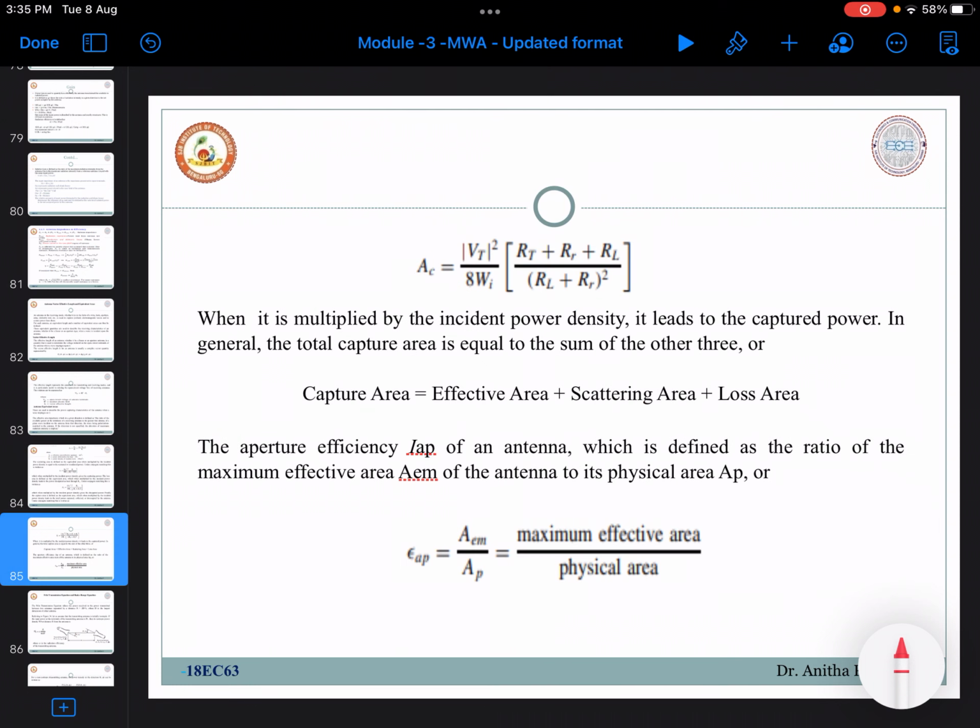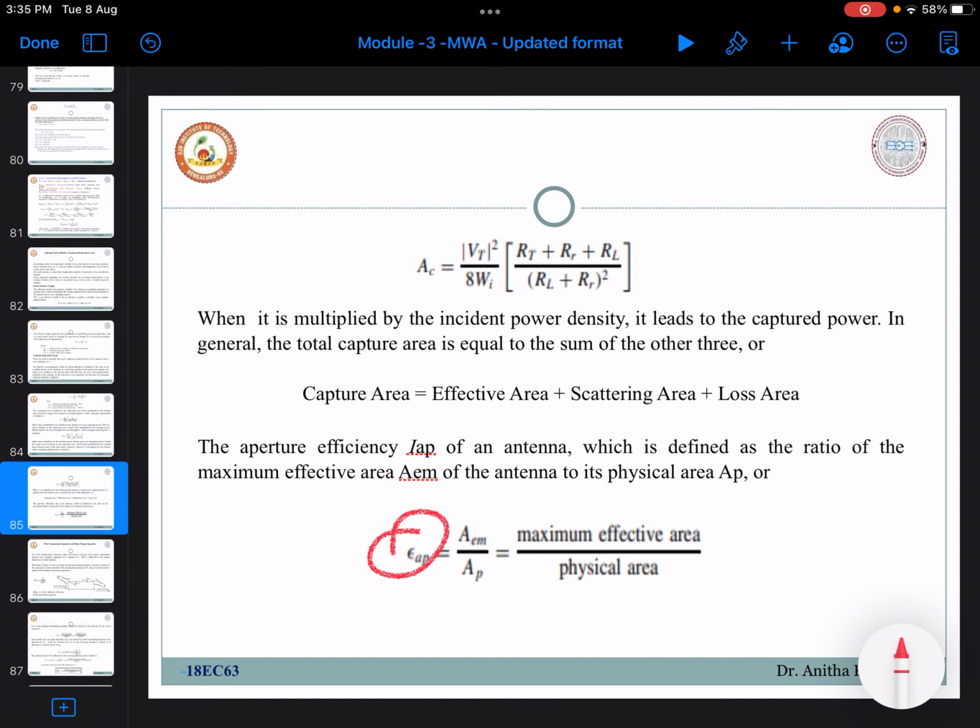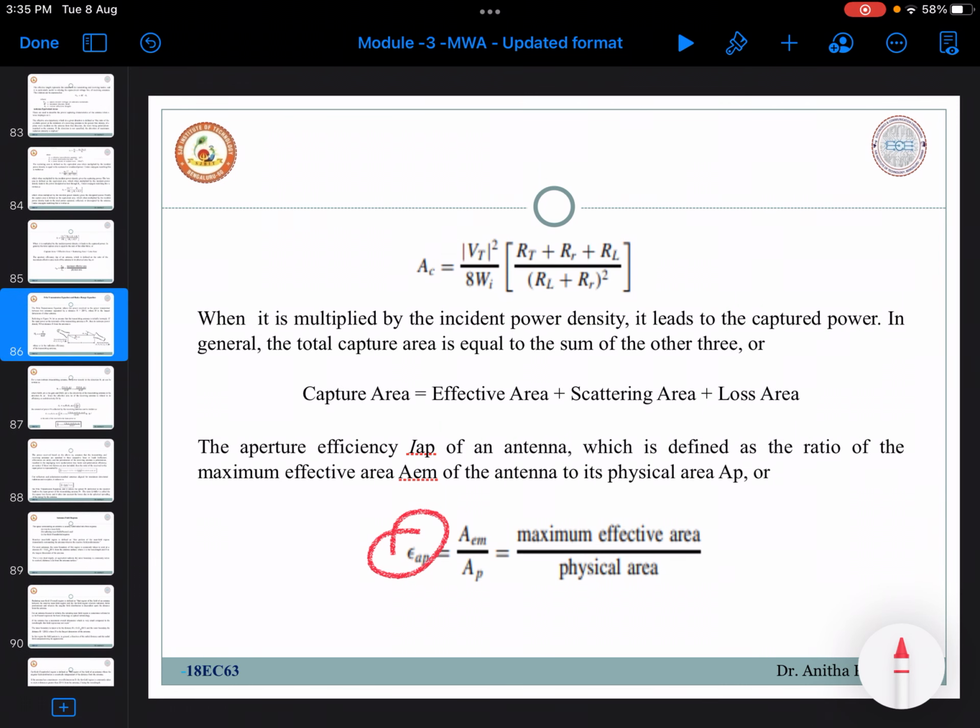So the effective aperture will not be the same as the physical aperture. One can calculate the physical aperture based on the geometry. It cannot be the same as the effective aperture. One can define a parameter called aperture efficiency, which is the ratio of maximum effective area to the physical area.